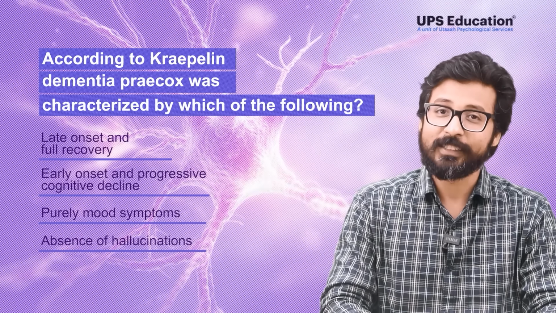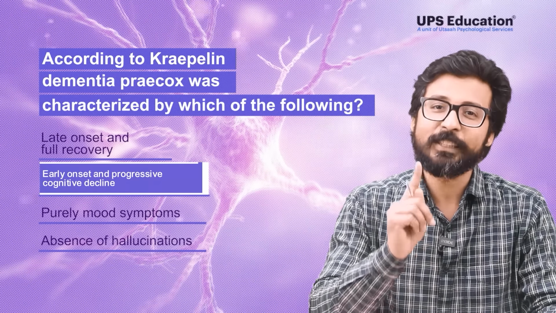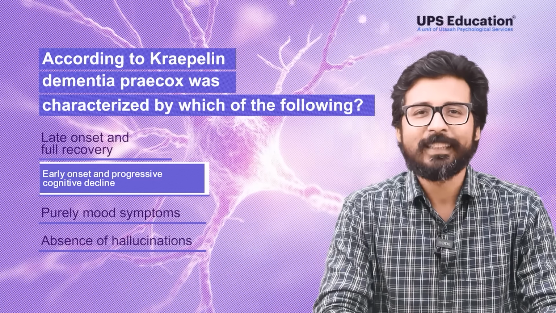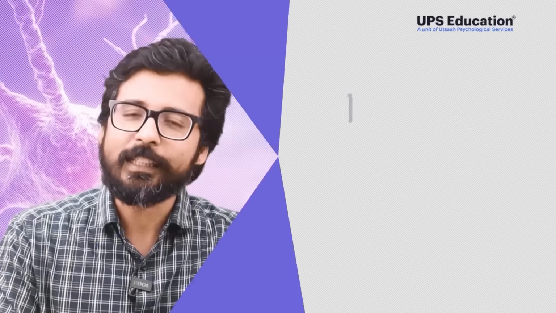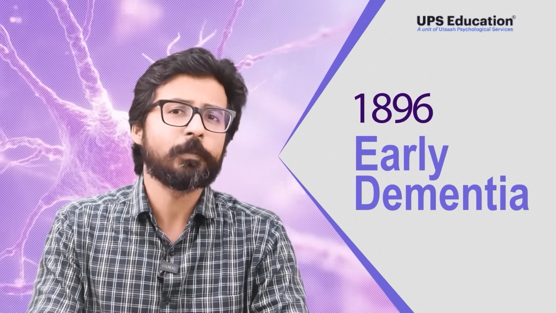And the correct answer is B, early onset and progressive cognitive decline, because Kraepelin introduced the term dementia praecox in 1896, derived from Latin, and its meaning was early dementia. He described it as a disorder beginning in adolescence or early adulthood with a progressive and irreversible deterioration in thinking, emotion and behavior. So the correct answer is B.